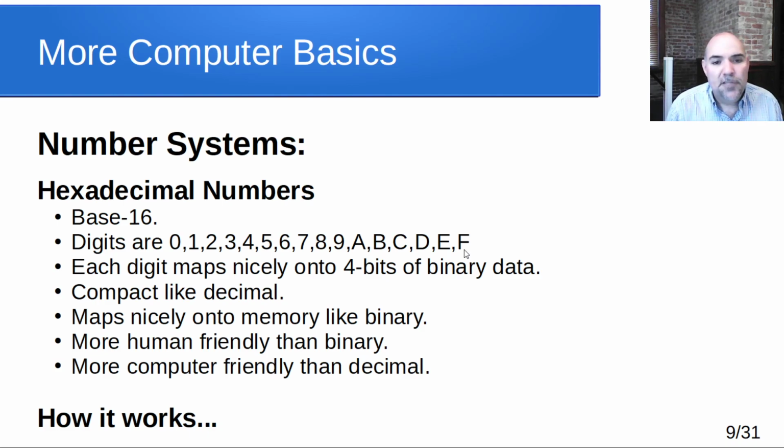Now, each one of those digits maps very nicely onto 4 bits of binary data. So that makes it compact like decimal, in fact, a little more compact than decimal. And it also maps very naturally onto binary numbers. It's more human-friendly than binary and more computer-friendly than decimal. So it's kind of the best of both worlds. So let's take a look at how it works.